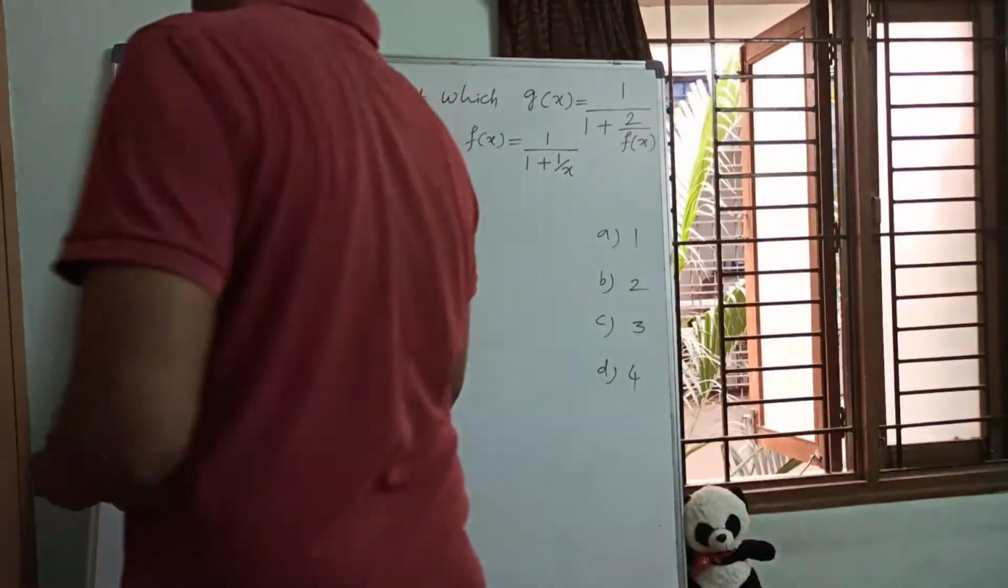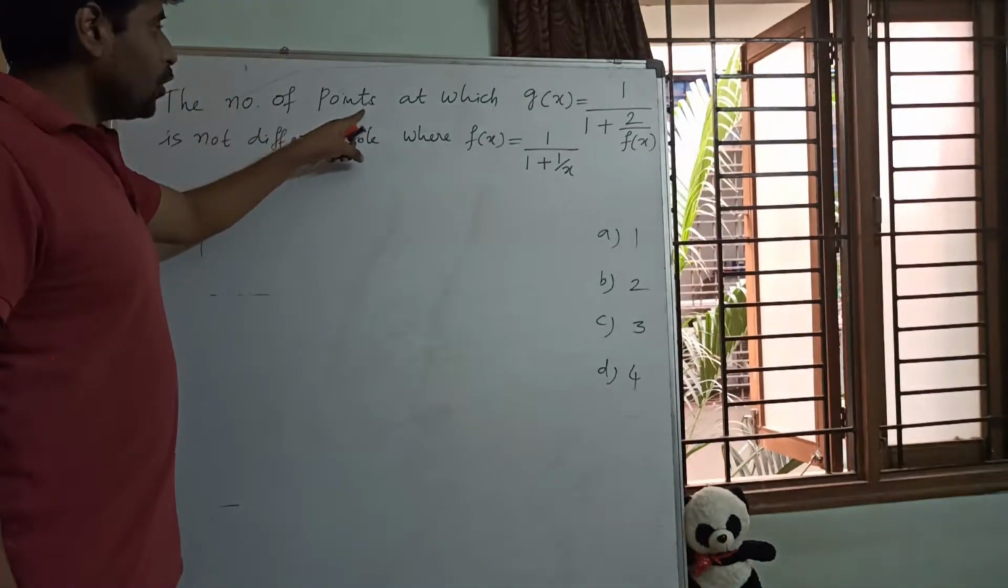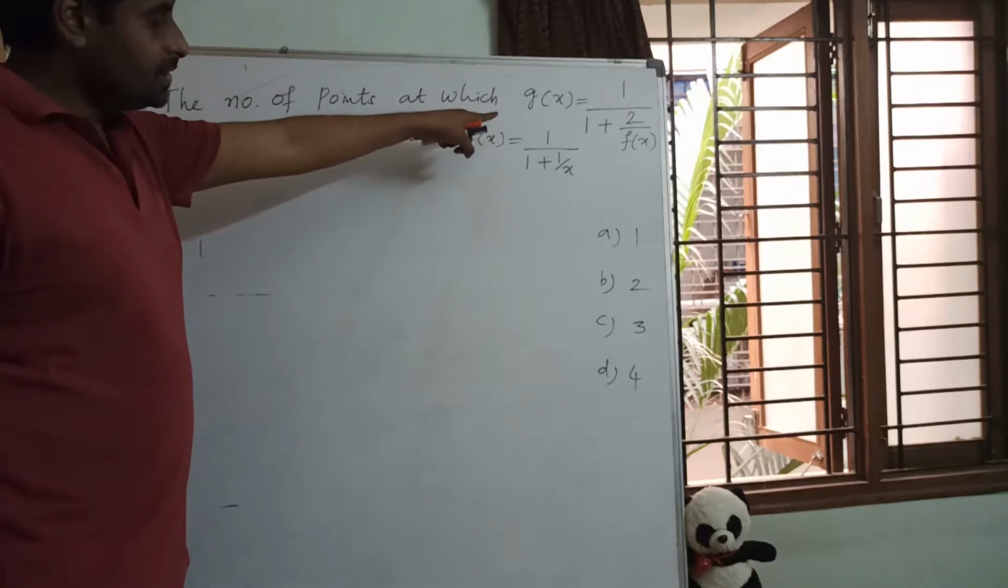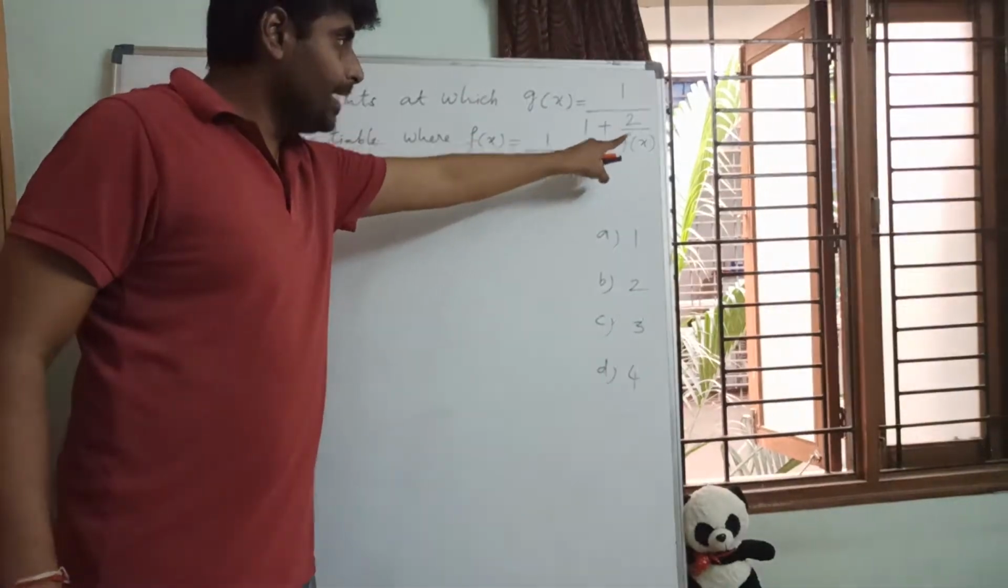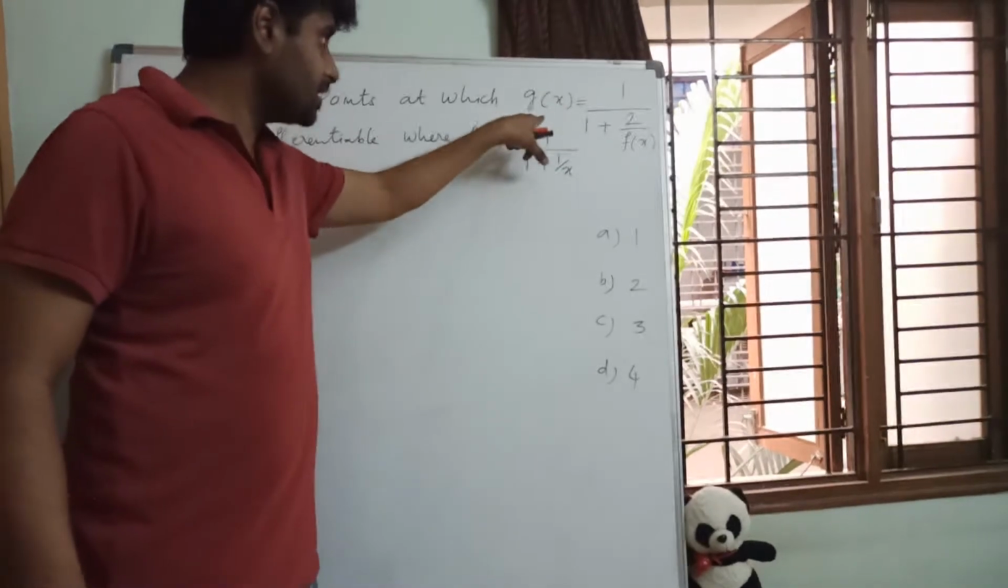Now let us look at this question. The number of points at which g of x equals 1 by 1 plus 2 by f of x is not differentiable. So g of x is not differentiable, but g of x is based on f of x, which was given already. What is f of x? 1 by 1 plus 1 by x.